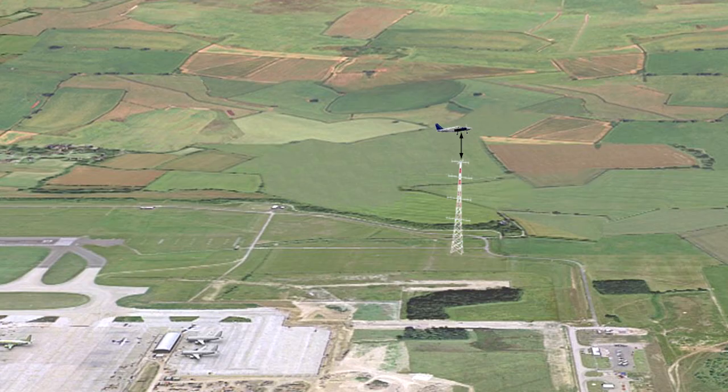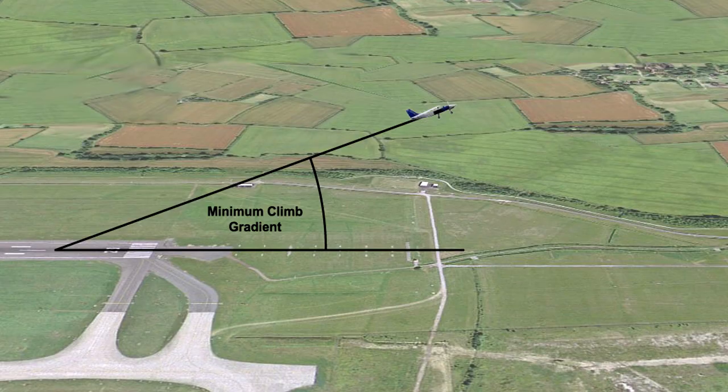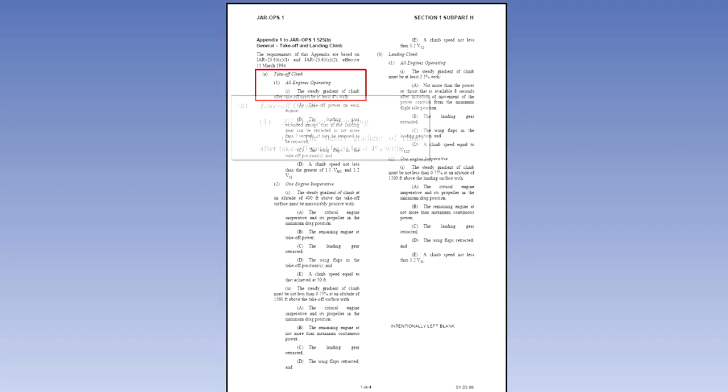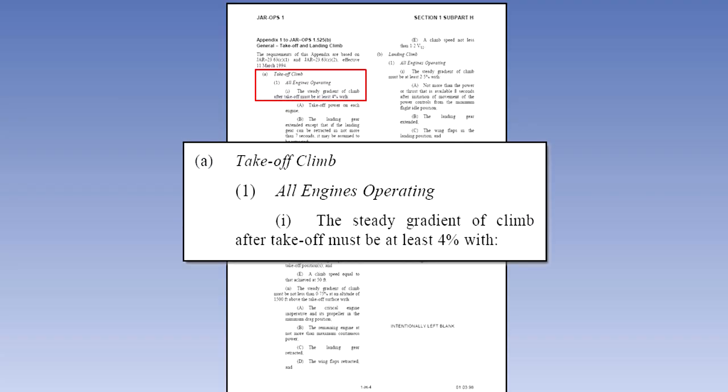We mentioned earlier in the lesson that there were two main requirements for multi-engine Class B aeroplanes in the climb. The first requirement concerned obstacle clearance, which we have just covered. The second part of the regulation deals with minimum acceptable climb gradients after takeoff. You may remember from an earlier lesson that the minimum climb gradients specified by the authorities are air gradients and therefore independent of wind. JAR Ops 1 states that with all engines operating, the steady gradient of climb after takeoff must be at least 4%.